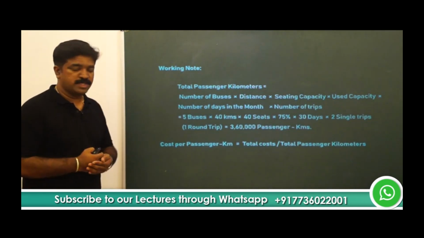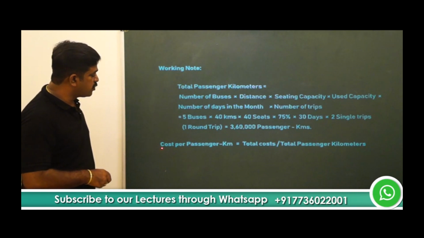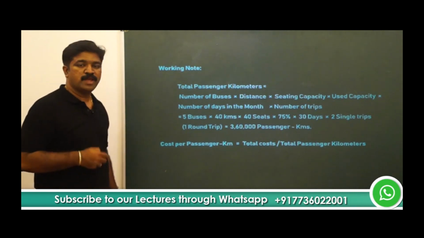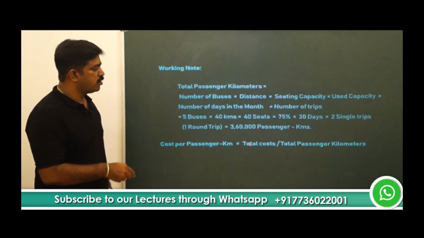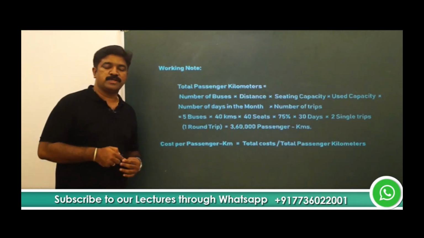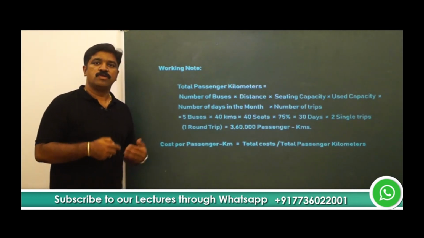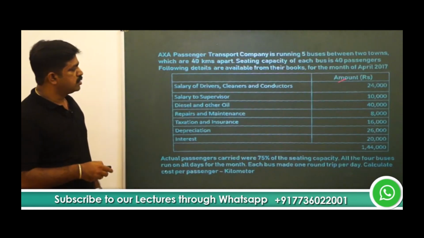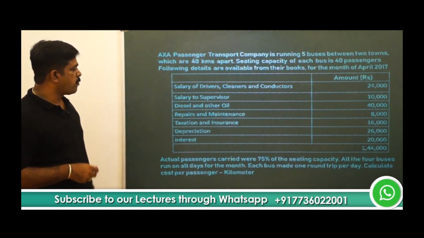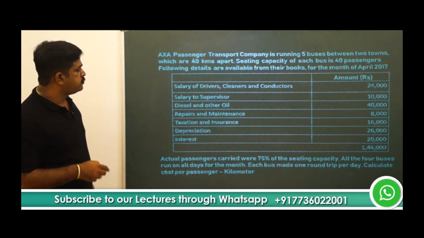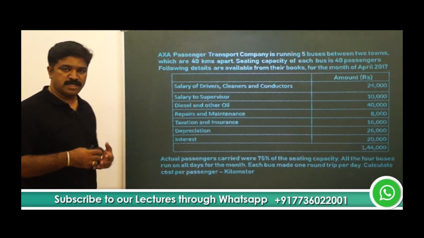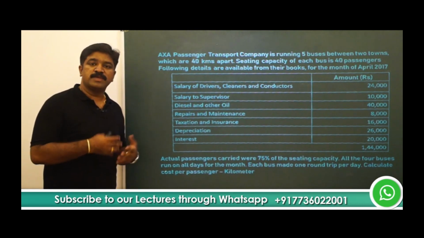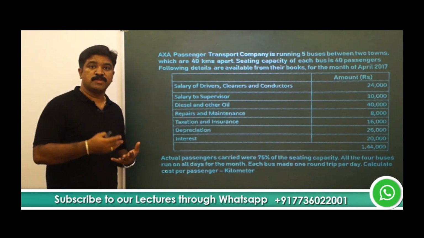But what is our objective? Our objective is to find out what is the cost per passenger kilometer. And how do we derive? We take total cost, we divide it by total passenger kilometer. So our task now is to find out what is the total cost. So here we have various information. In that, something is going to be standing charges, something will be running charges, and something will be maintenance charges.